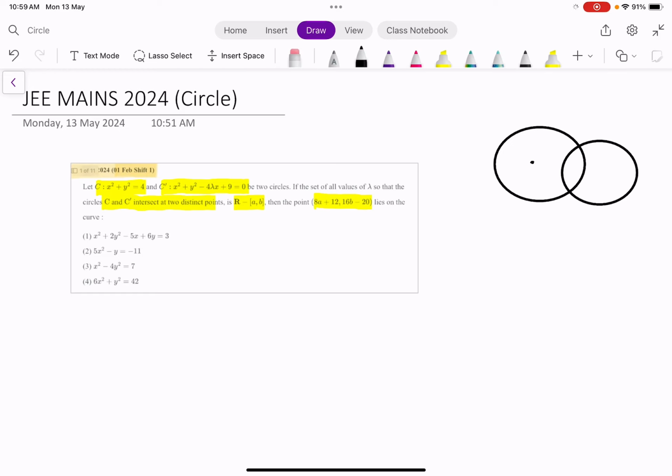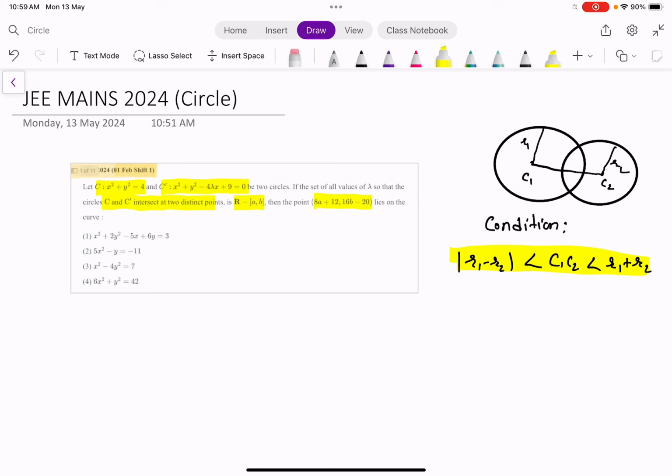Obviously here it will be center 1 and here it will be center 2. This will be radius 1 and this will be radius 2, and this is the distance between center 1 and center 2. The condition is that if two circles are intersecting, then the distance between their centers is always less than r1 plus r2 and always greater than mod of r1 minus r2. We are going to use this condition to solve this question.